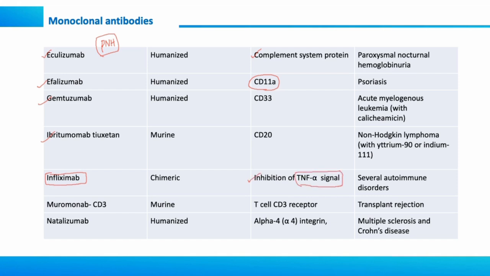We use it in autoimmune disorders. And muromonab is used in transplant rejection, not important. This is important, natalizumab. Many MCQs are asked on this. Natalizumab is actually used in multiple sclerosis.